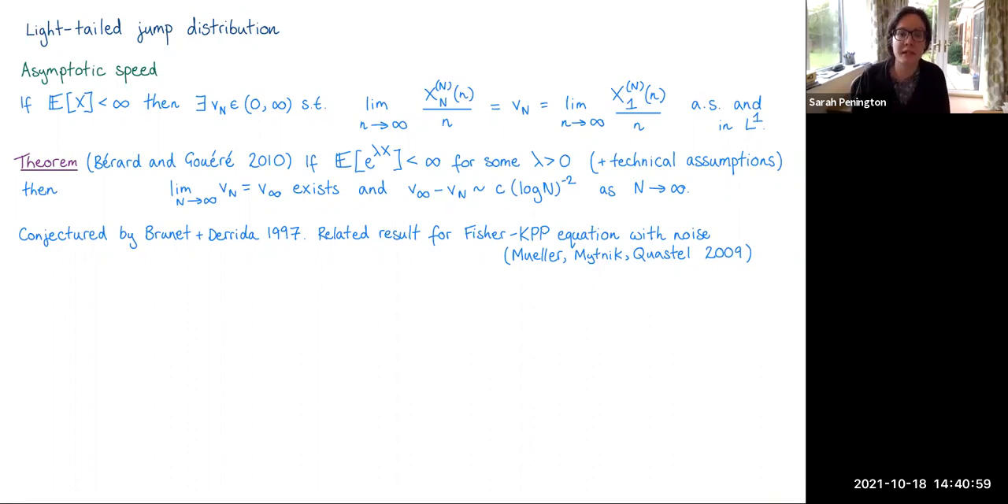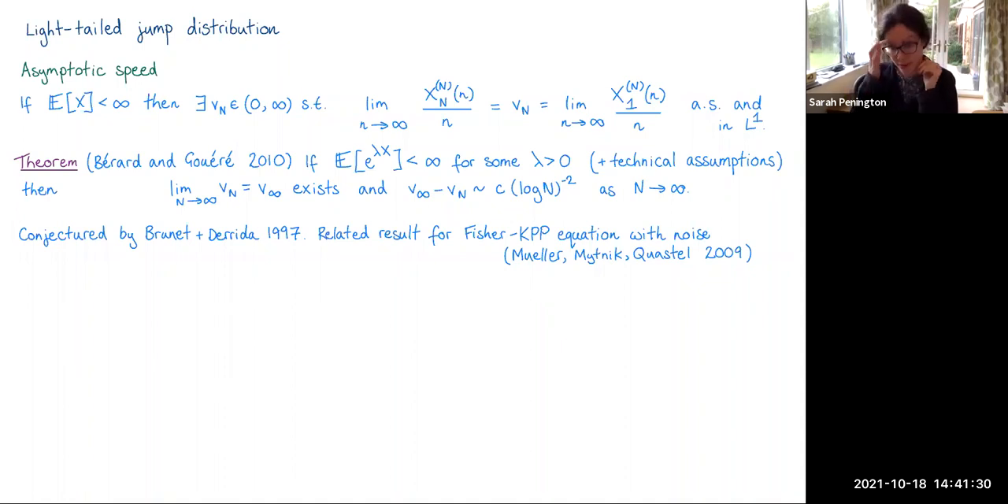They showed that v_∞ minus v_N goes like some positive constant c times (log N)^(-2) as N goes to infinity. So this is saying that the asymptotic speed converges as the number of particles goes to infinity, but it converges extremely slowly, because capital N needs to be really huge for (log N)^(-2) to be very small. And this was actually first conjectured by Brunet and Derrida in '97.